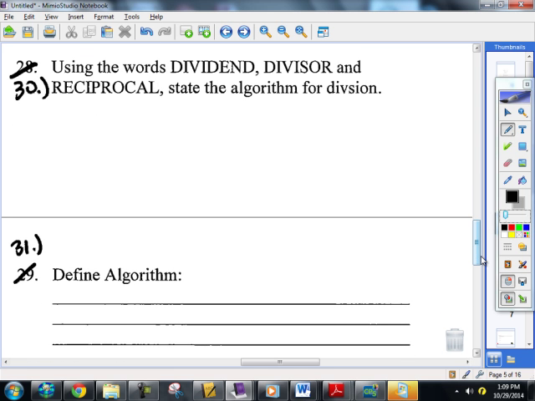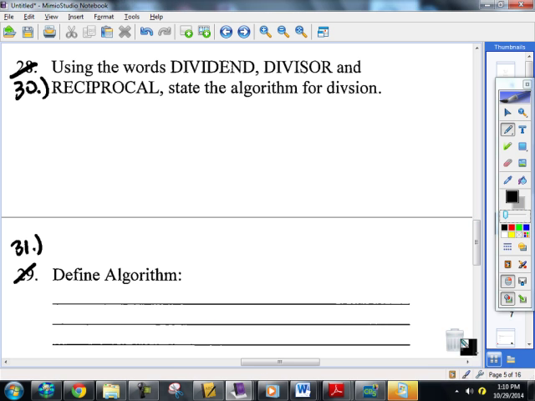Number 30. This is just using the words dividend, divisor, reciprocal, state the algorithm. If you didn't use the word dividend, that's okay. I wanted you just to say what I've been saying over and over: division is just multiplication by the divisor's reciprocal. But if you wanted to use dividend, you would have said it like this: division is just multiplying the dividend by the divisor's reciprocal. It's the same thing.